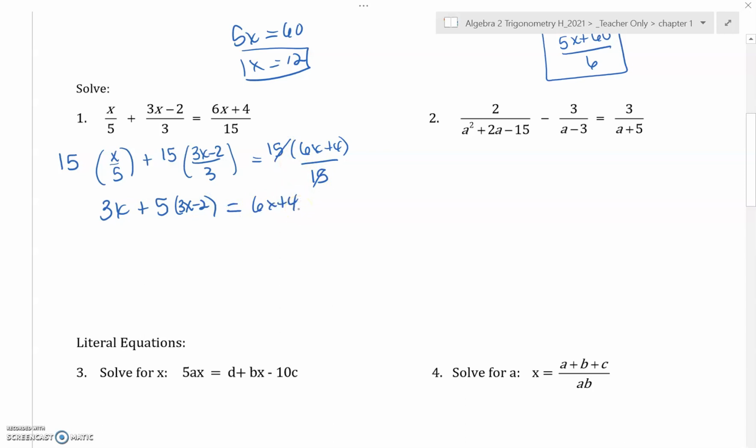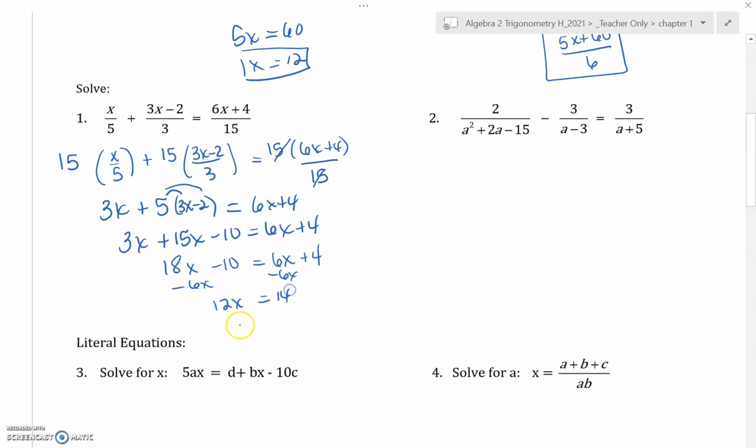Okay, so go ahead and simplify and see if you can come up with an answer. Pause the video and then come back when you're done. Okay, so in this step I distributed the 5, and now I can combine like terms. I have 18x minus 10. So now I want to isolate the x's on one side of the equation, so I can subtract 6x and add 10 to both sides, and you end up with 14 over 12, which is the same thing as 7/6.